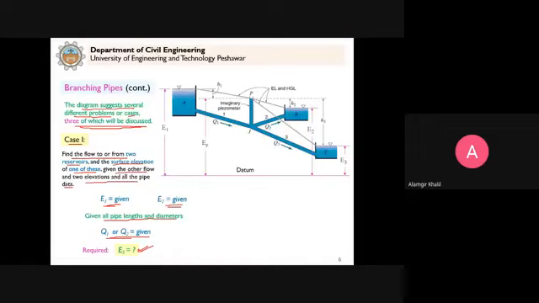So what is case 1? Case 1 is that we are given two reservoir elevations and the discharge for one of them. For example, E1 is given and E2 is given. In the question, either Q1 or Q2 will be given. So this will be the given data, and it will be required to calculate the elevation of the water surface in the third reservoir. This is case 1.